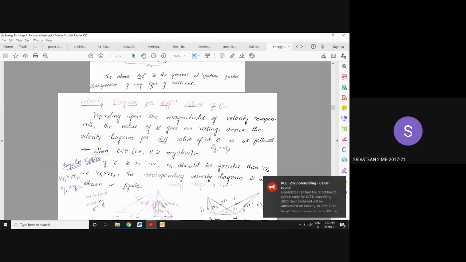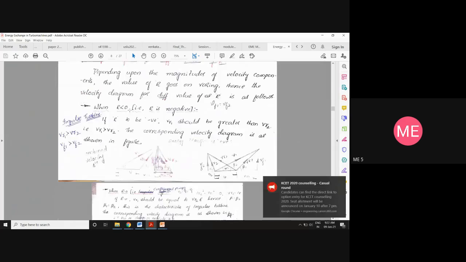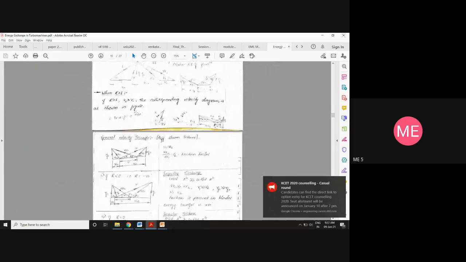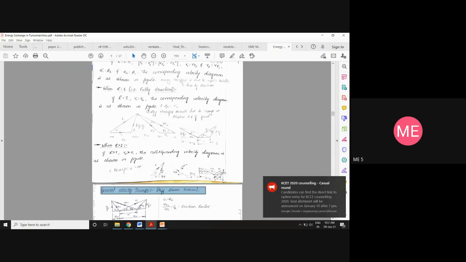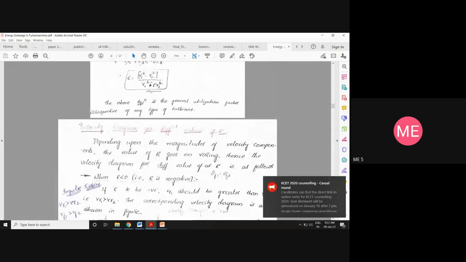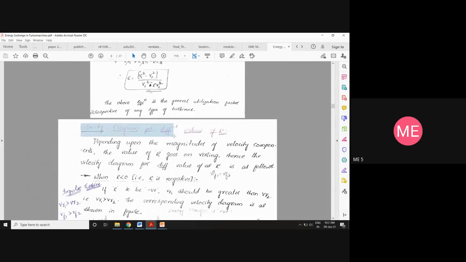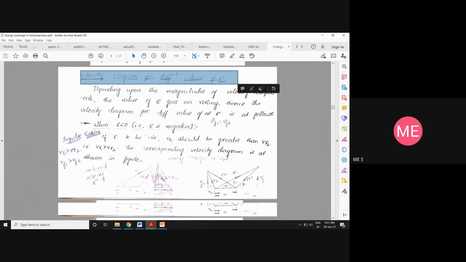This is also asked. This is a figure. What does the figure indicate? He will ask you to draw the different velocity triangles based on the value of R, the degree of reaction. Draw the velocity diagram for different values of R. Simply like this, you draw the different velocity diagrams for the values of R.